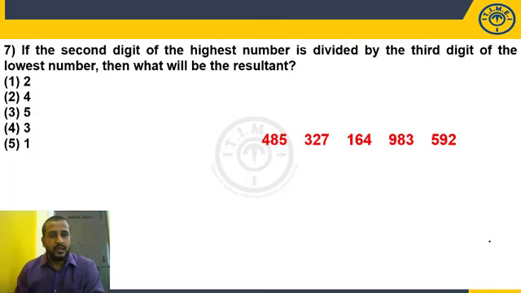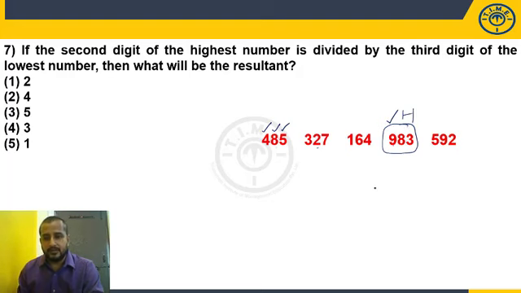Seventh one. If the second digit of the highest number is divided by third digit of the lowest number, then what will be the resultant? We already discussed first digit, second digit, third digit. Now, the second digit of the highest number or the lowest number will be decided based on the first digit. So 4 3 1 9 5. So 9, it is the highest number.